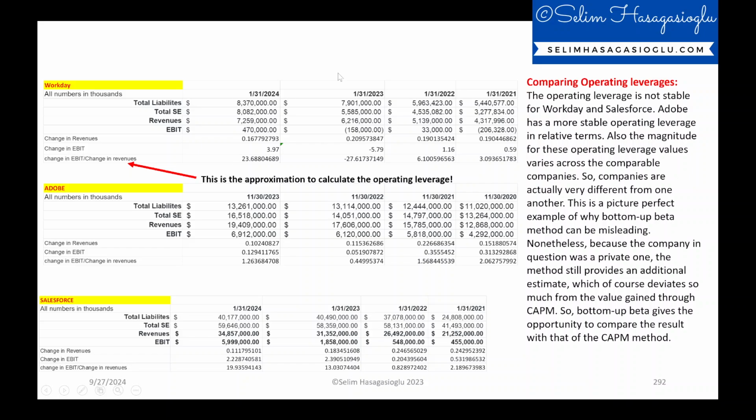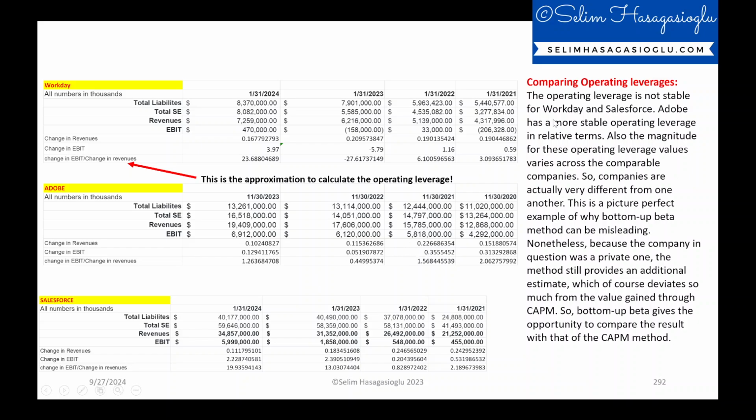And also, I want to look at the operating leverage as well. Remember, we calculate the operating leverage by calculating change in EBIT divided by change in revenues. So this is the approximation to calculate the operating leverage. We already calculated these values on the previous slides.